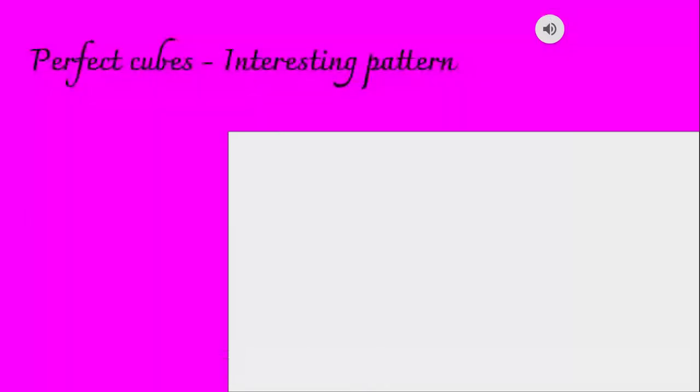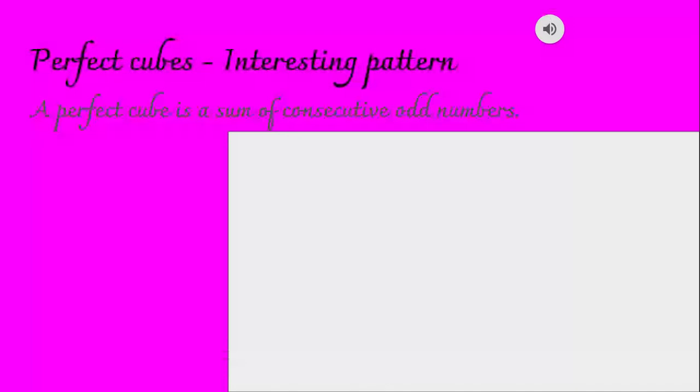Now let's see our next topic. That is the interesting pattern of perfect cubes. Now perfect cubes also form some interesting patterns, just like square numbers do. Whenever you observe any perfect cube, you will see that it is a sum of consecutive odd numbers. Means the pattern is, a perfect cube is a sum of consecutive odd numbers.